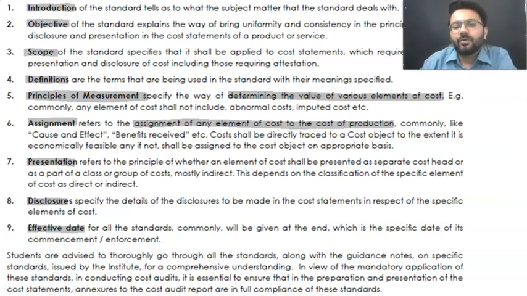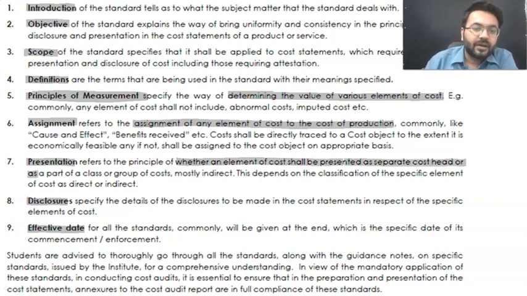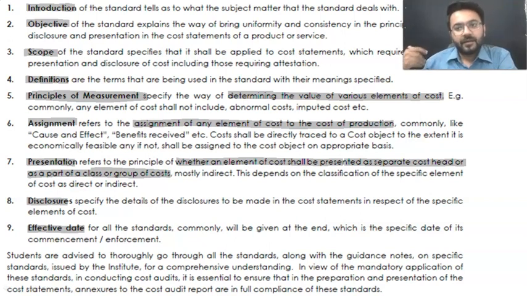The presentation is all about whether we need a separate cost head for a particular part, or whether we are going to have a group of those things. Whether an element of cost shall be presented as a separate cost head or as part of a group of cost. And at the end, we need to know how many disclosures we need to make. When it comes to preparing any kind of records, a lot of work is done at the back end, right? So do we need to present that back end work at the front, or just go through with those things?